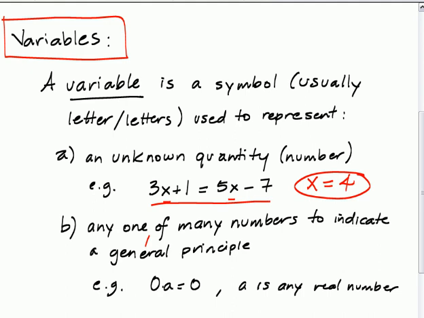In contrast to that, we can also use variables to stand for any number of numbers. For example, you will see down here below 0 times a equals 0, where a is any real number. What that's saying is no matter what you put in for a, if it's a real number, you multiply it by 0, you're going to get 0. So there's not one particular number that works here, but a whole lot of them.